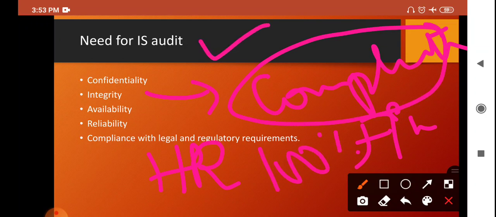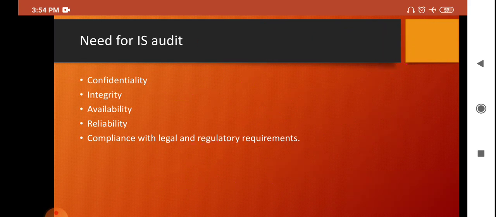Next is availability. Availability here means information being available whenever required by the business process. Whenever we need information, on the spot we should have access to that information. If we don't get information on time, we would not be able to take the most important decisions. So to make that information available, if we have an IS check or IS audit in our organization, that will help us whenever we want information, we can access it, and we get complete information with confidentiality.